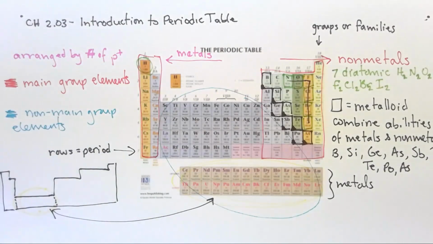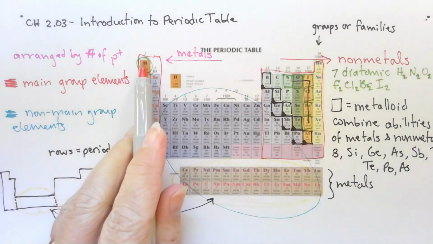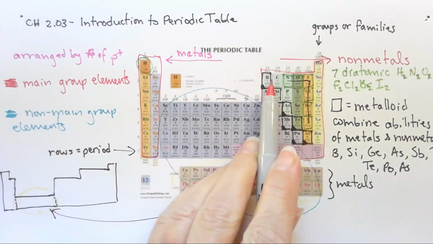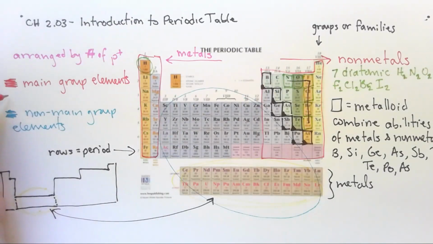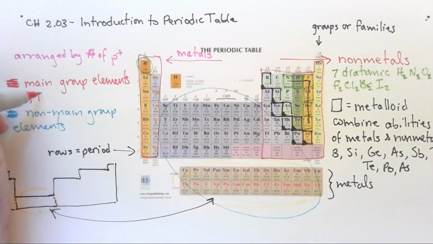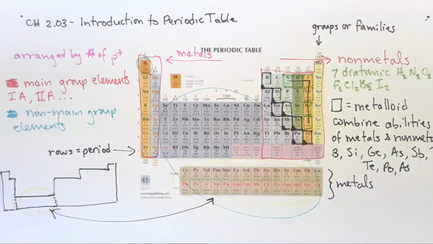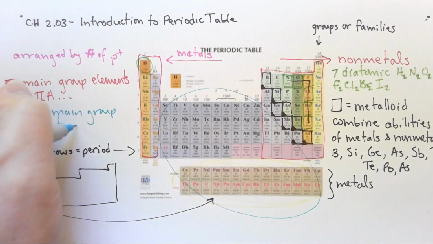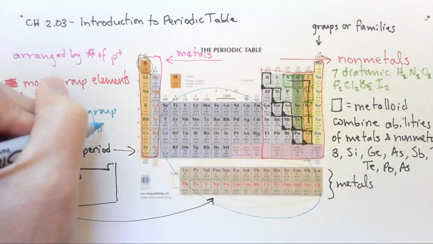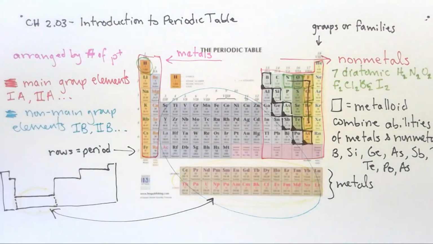And on a periodic table, what you'll often see is at the top of these columns, and you can barely see it here, there's a Roman numeral 1A, there's a Roman numeral 2A, over here is Roman numeral 3A. So you'll have Roman numerals followed by the letter A, 1A, 2A, etc. And the non-main group will have Roman numeral 1B, Roman numeral 2B, etc.